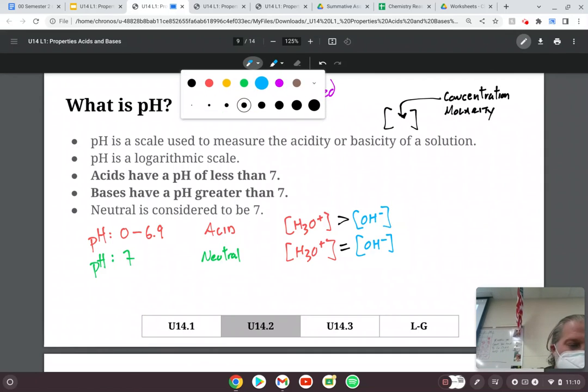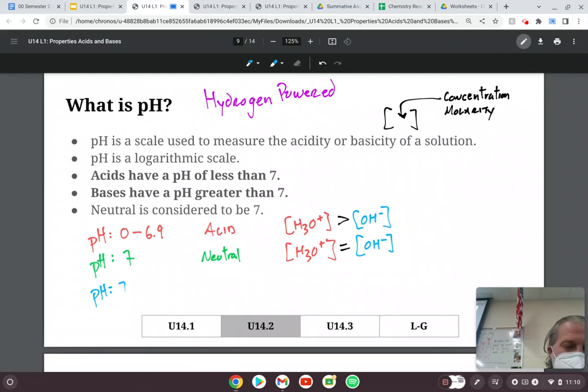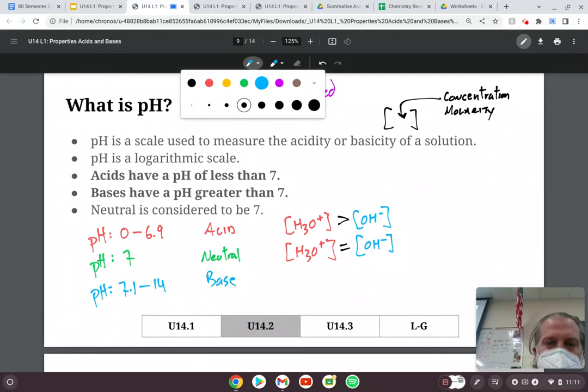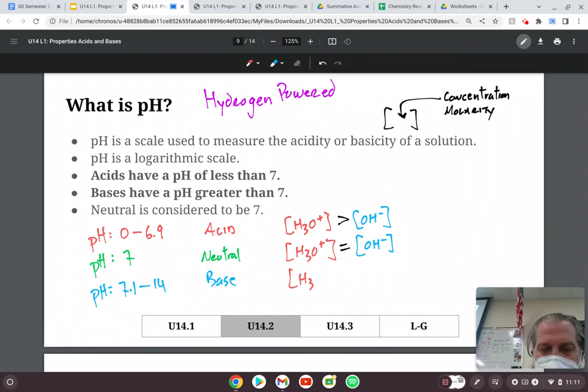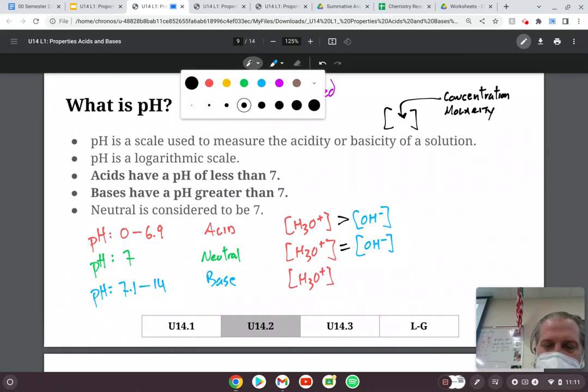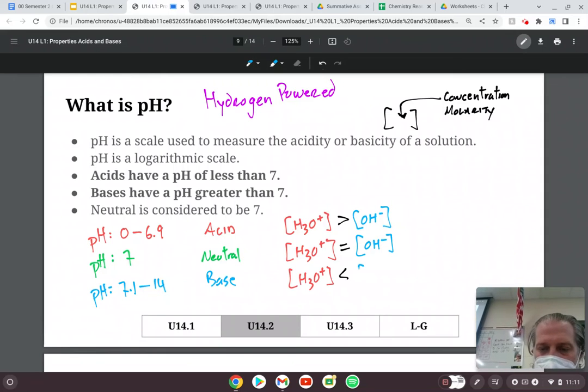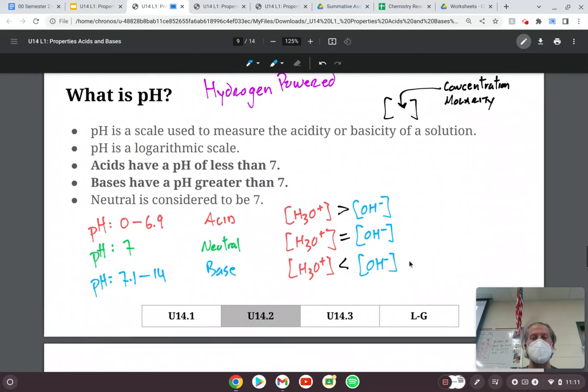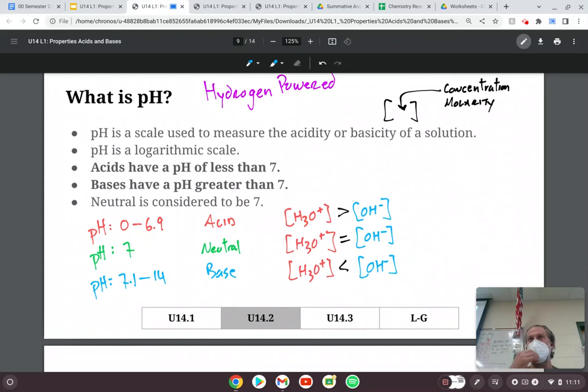If the pH is like 7.1 to 14, we're talking about a base. And in this case, the H3O+ concentration has to be less than the OH- concentration. So when we look at whether something is an acid or a base, what we're really looking at is how much hydronium is present in relation to how much hydroxide is present. And I personally feel that this is a really important concept to think about when we talk about something as being acidic or basic.